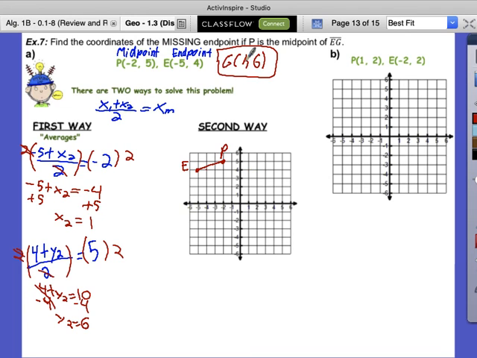Did my x value end up being 1? Yeah. How far up did I go from our endpoint to our midpoint? 1. So how far up am I going to have to go again? 1. 1 comma 6.